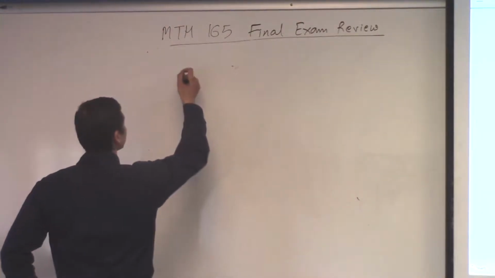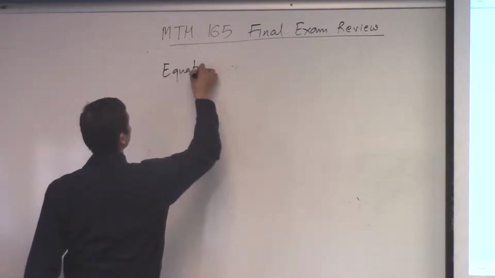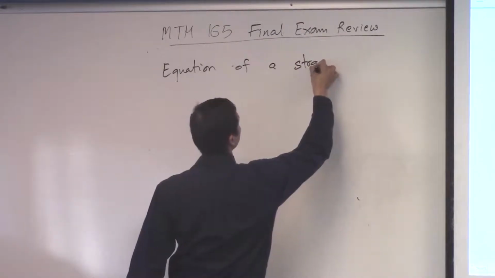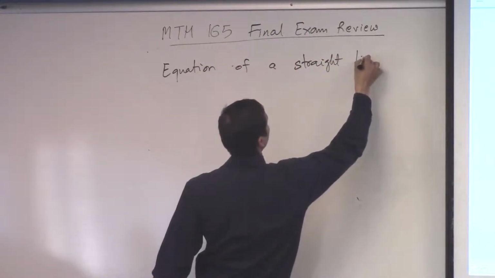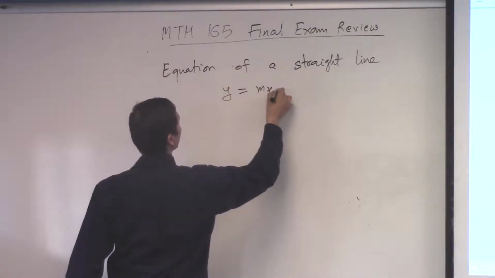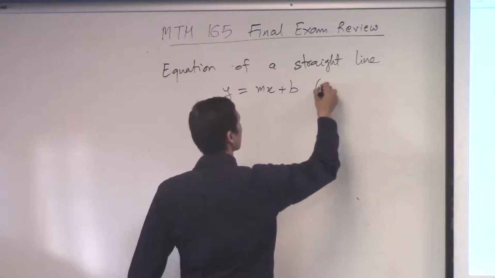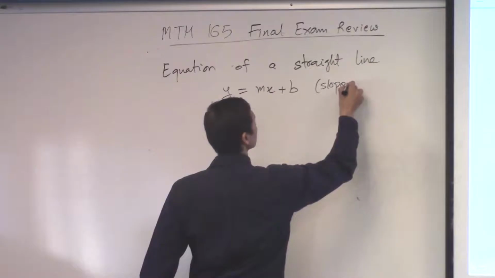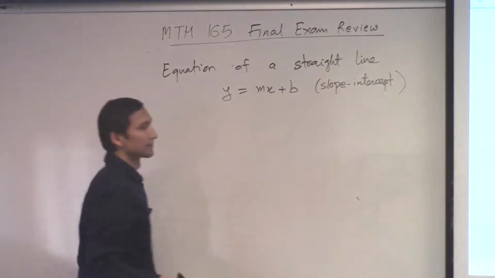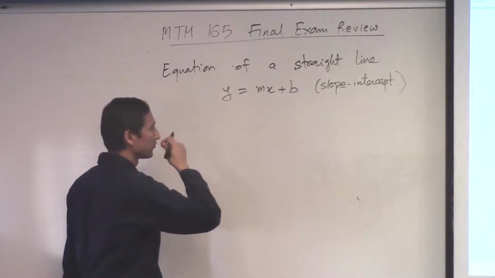A straight line, right? Equation of a straight line is given by y equals mx plus b. This formula is called slope-intercept form.